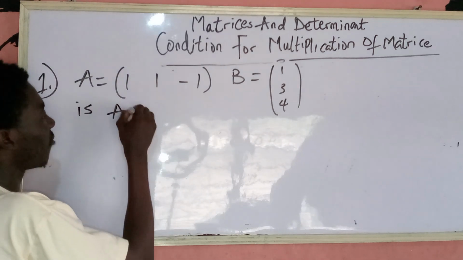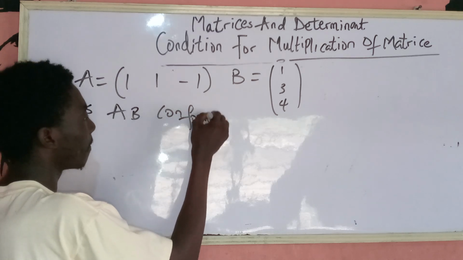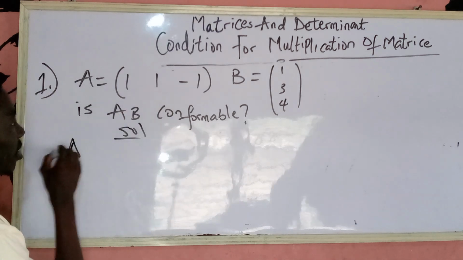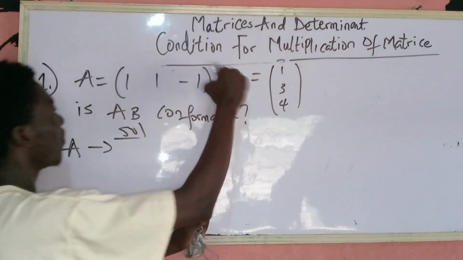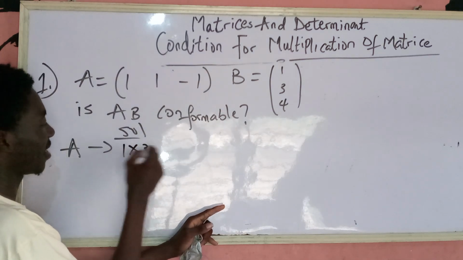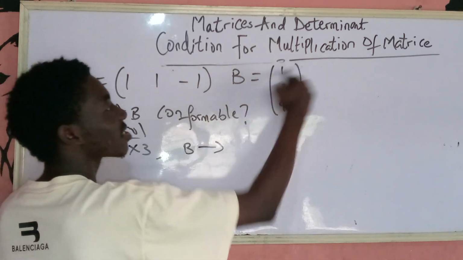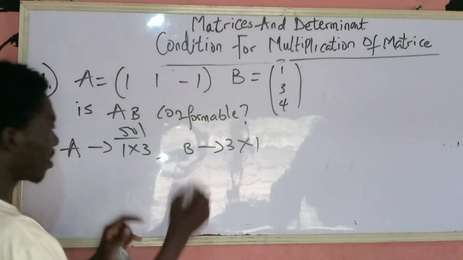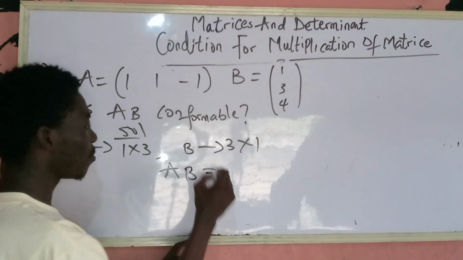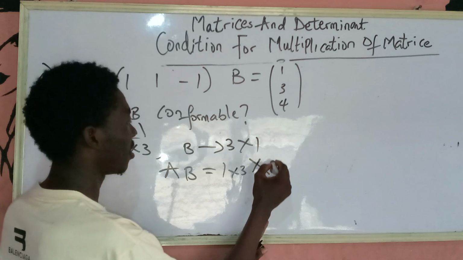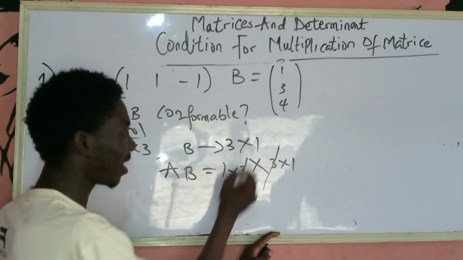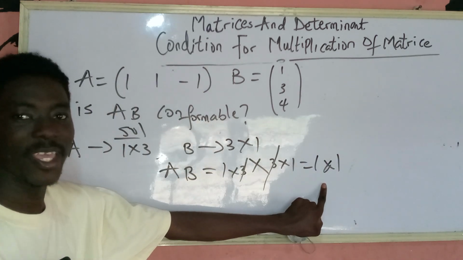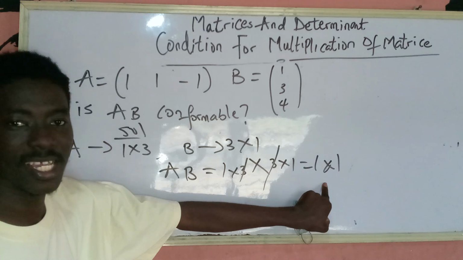Is AB conformable? Let's check it out. So A is 1 row and 3 columns. That is 1 by 3. Let's look at B. B is 3 rows and 1 column. 3 by 1. So let's check if it's conformable. That will be AB, and it will be 1 times 3 times 3 times 1. What happens? 3 cancels 3. You have 1 by 1. And that will be the order of matrix AB. So matrix AB will be a matrix that has an order of 1 by 1.